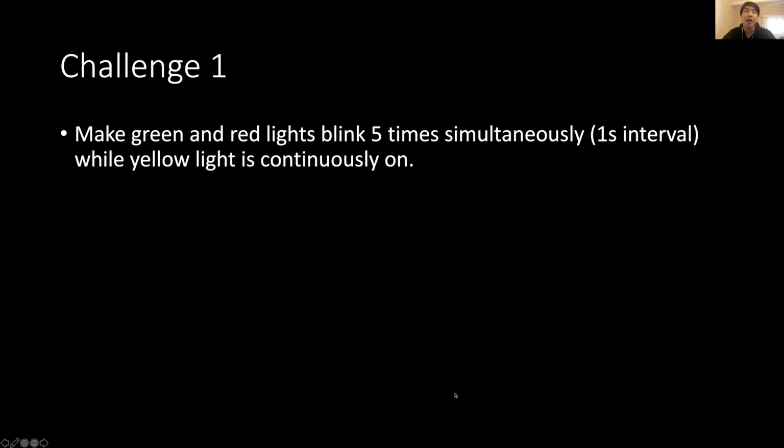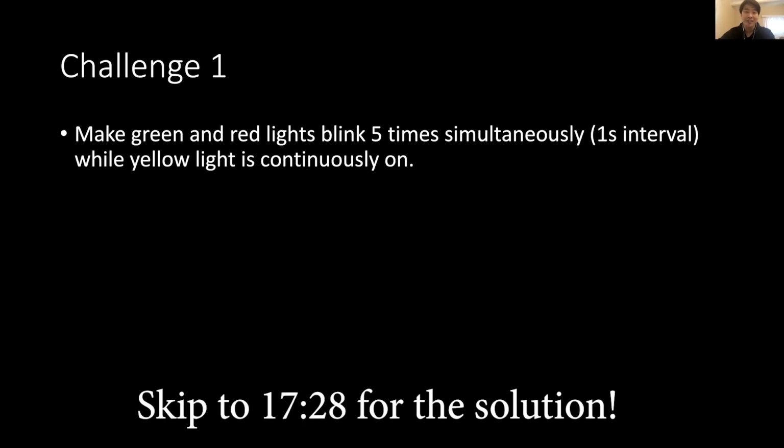Make green and red lights blink 5 times simultaneously with 1 second interval. So 1 second turn on, 1 second turn off, while yellow light is continuously on. Pause the video right now so you can try it on your own and come back when you're done. All right, let's talk about solution.